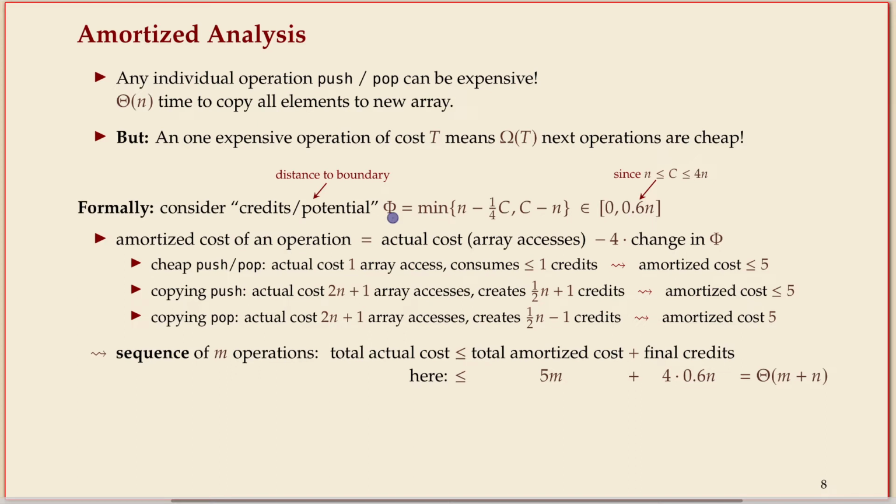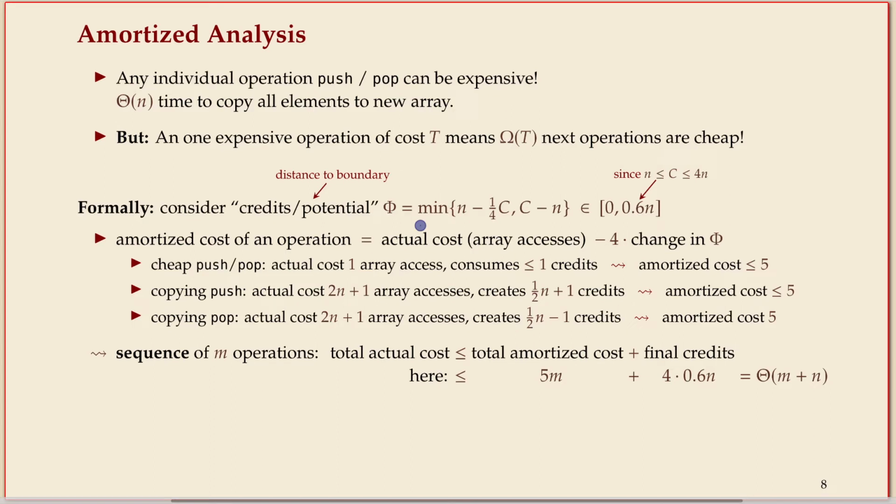What we'll do here formally is we define a potential. That is a number assigned to a current state of the world, and our world is the array. This potential is traditionally called phi, and so I kept that. And here what we want is phi should somehow express how far are we away from an expensive operation.